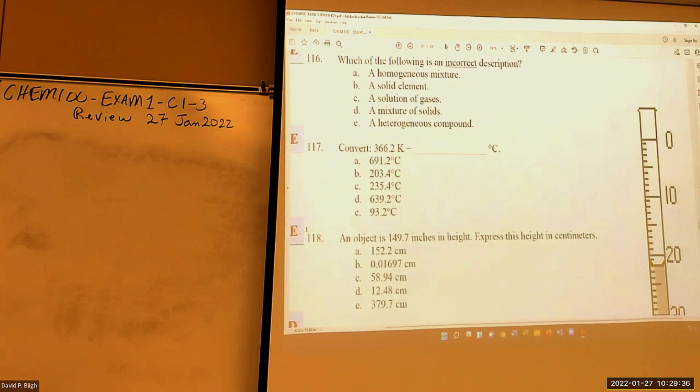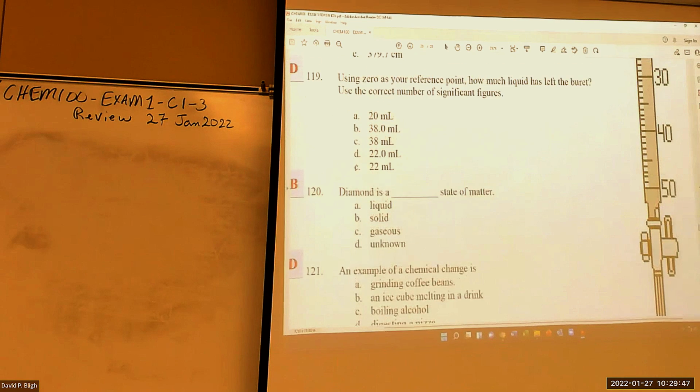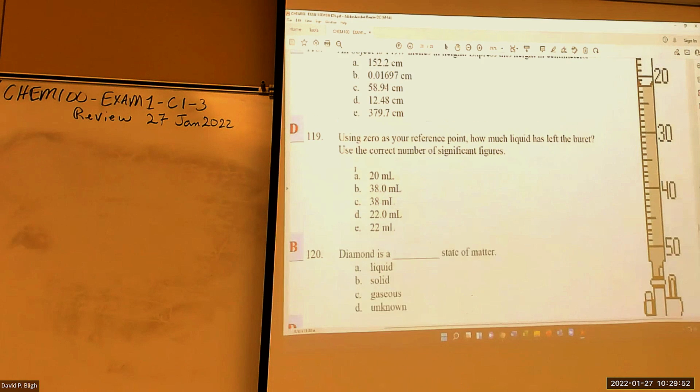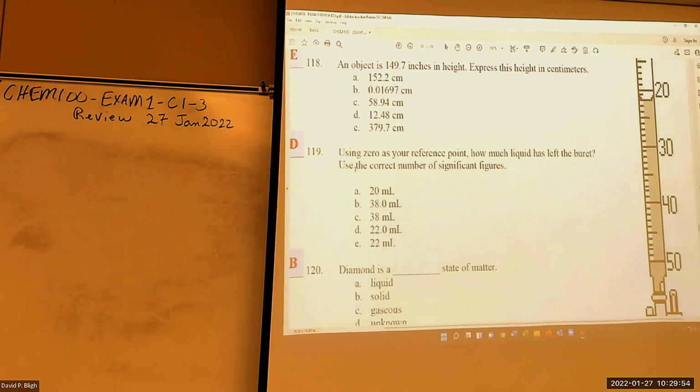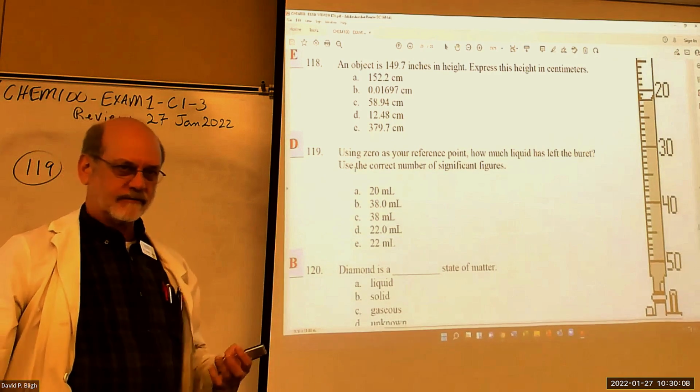How about 119? Okay, here we go. Let me scroll down a little bit. What you see on the right-hand side is what we call in chemistry a burette. A burette is a device, 119, yep, 119, for delivering accurate volumes of liquids.